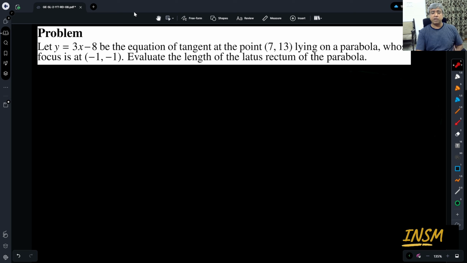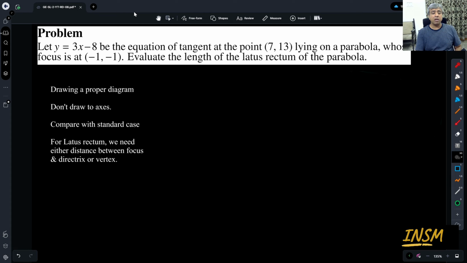Okay, and it's some general parabola, it can be tilted. So in such kinds of situations, we should avoid drawing the parabola as per the real coordinate axis, because it is not going to help us visualize the problem in any proper manner. Rather, we should make the parabola, mark these points and visualize it in a standard manner. So the first step would be to draw a proper diagram. We don't draw axis and we compare with a standard case.